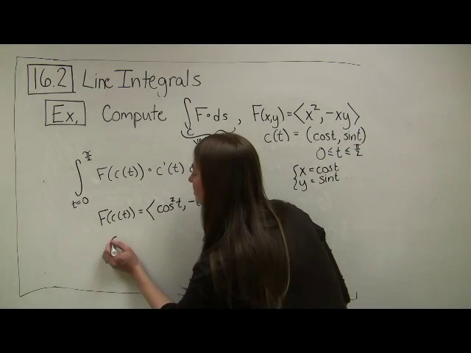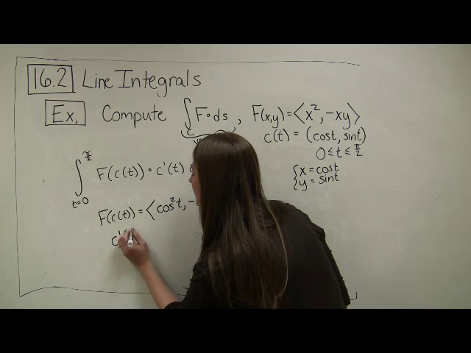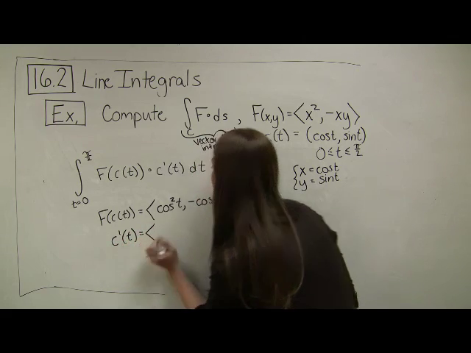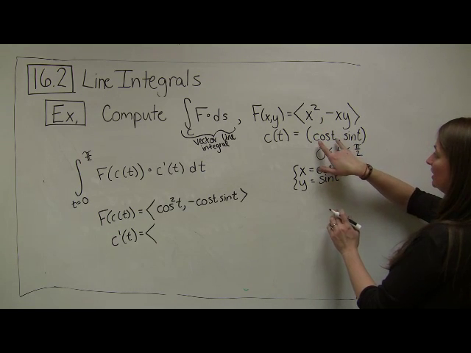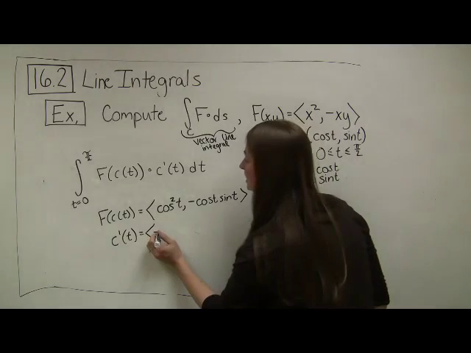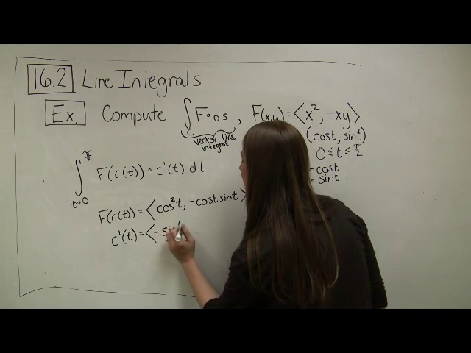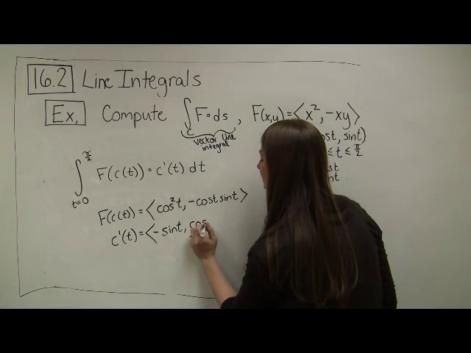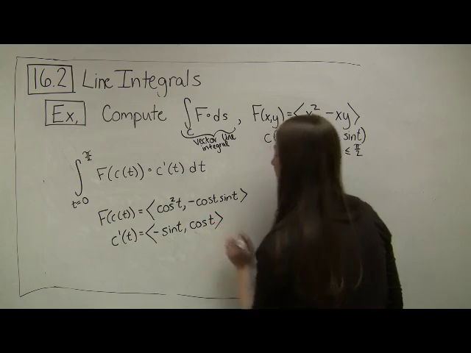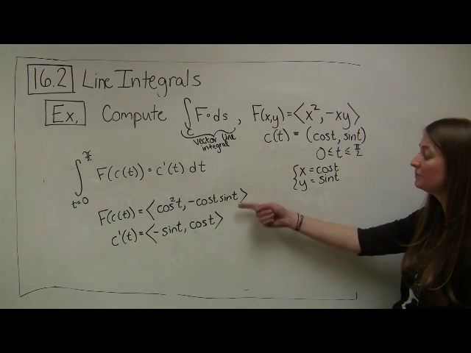I also need to compute what is c prime of t. C prime of t in this case is the derivative of my c of t function. The derivative of cosine is negative sine of t. The derivative of sine is cosine of t. And those are the two pieces that I need.